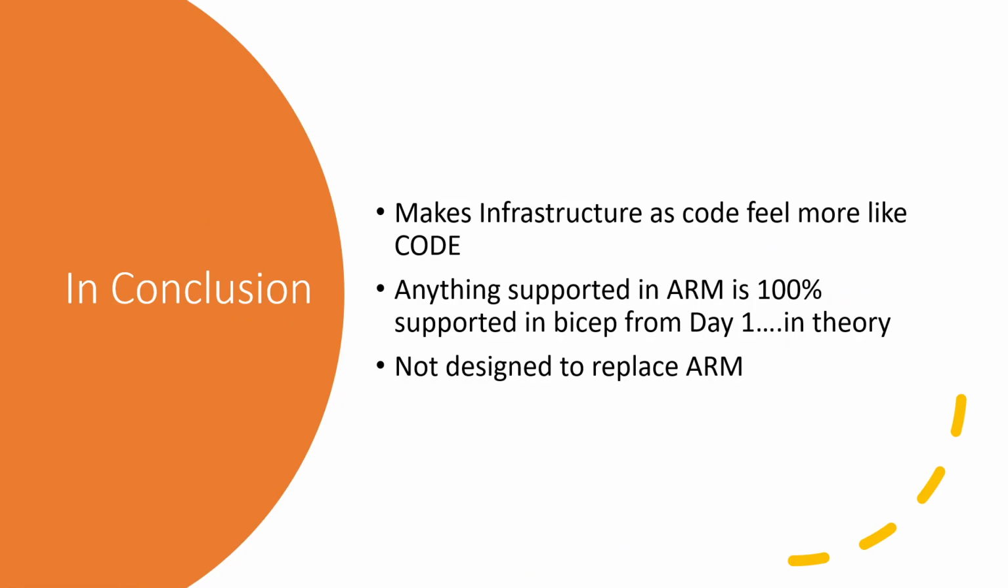Bicep does a great job of making infrastructure as code feel more like code. So earlier I touched on that ARM, some of the knocks on ARM is that it's really a file type. It's not really a programming language. Well, with Bicep, it's now a programming language. The other thing I'll call out here is that anything that's supported in ARM is 100% supported in Bicep from day one in theory. And this I found is mainly true. So what this means is that anytime there's a new update to ARM or anything that's new functionality that's available, Bicep will automatically have that exposed to it and available to it, which is really cool.